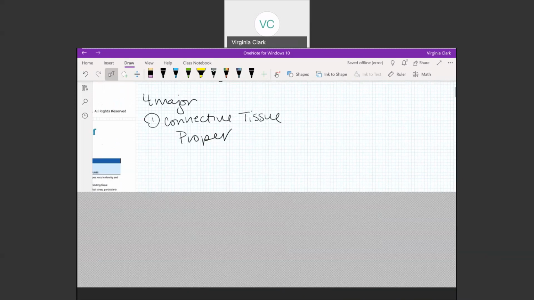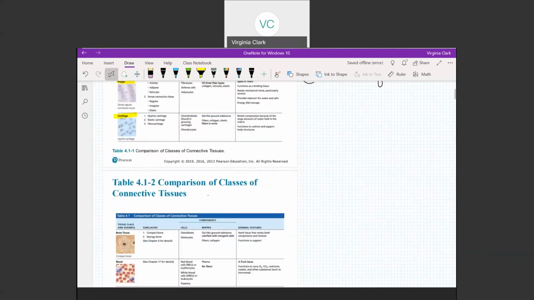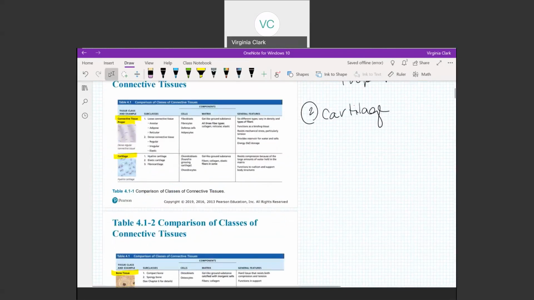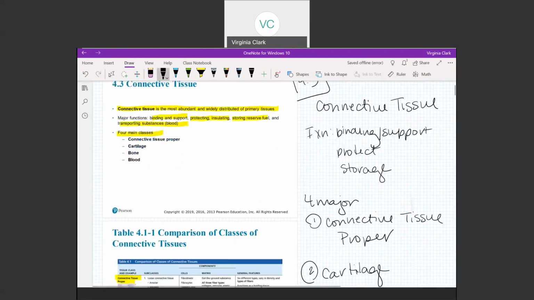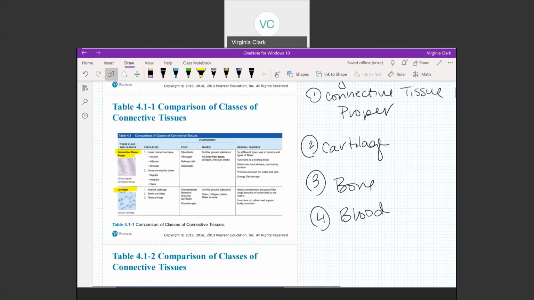Then we're also going to have the second set, which is our cartilage. The cartilage that you have in your body will actually fall under connective tissue. And then some others that you may not know are bone and blood. So we're going to have our bone and our blood. When I said that connective tissue was the most abundant and widely distributed, all of our bones and all of our blood is considered a connective tissue. So we have a lot of that.